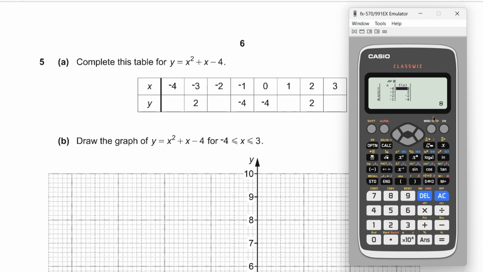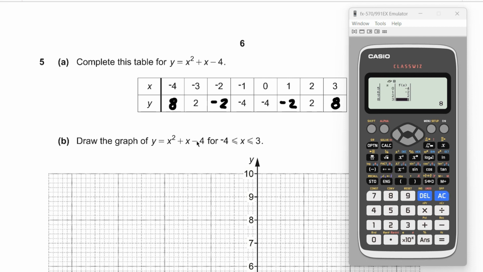When x is minus 4, y is equal to 8. When x is negative 3, y is 2. When x is negative 2, y is negative 2. When x is negative 1, y is negative 4. When x is 0, y is negative 4. When x is 1, y is negative 2. When x is 2, y is 2. When x is 3, y is 8.